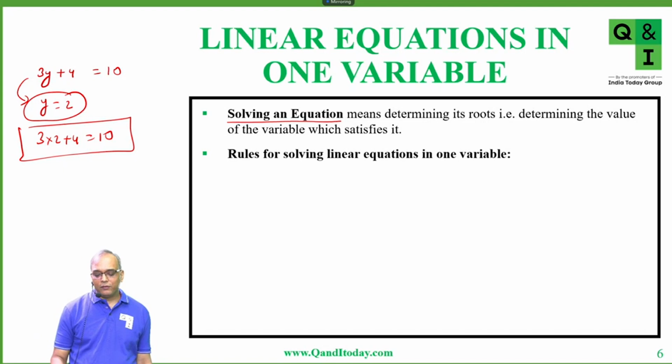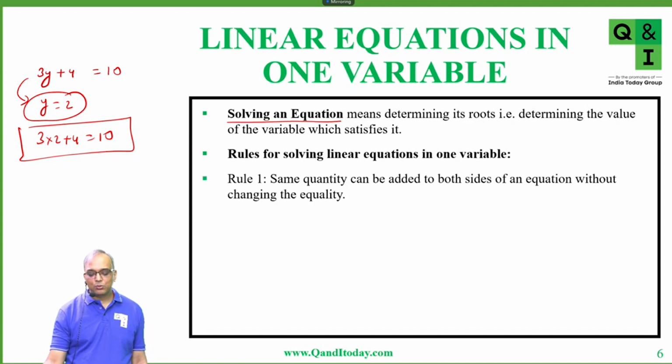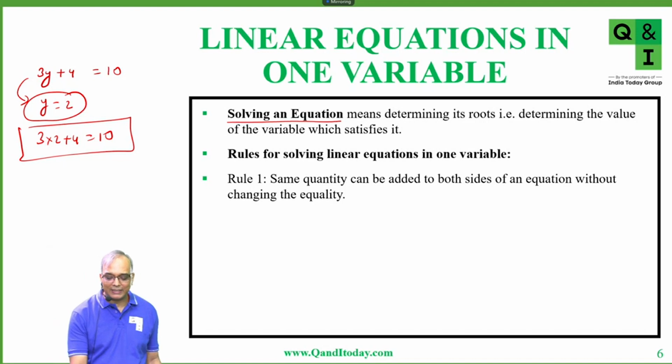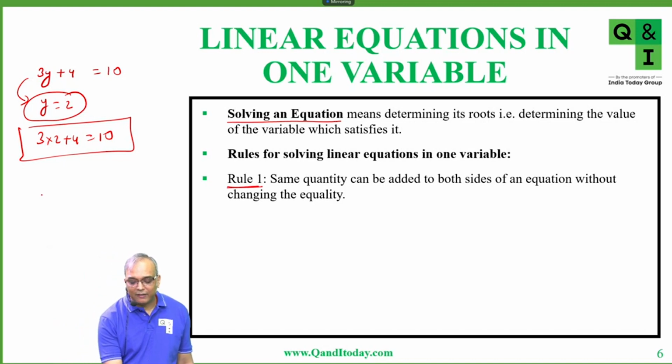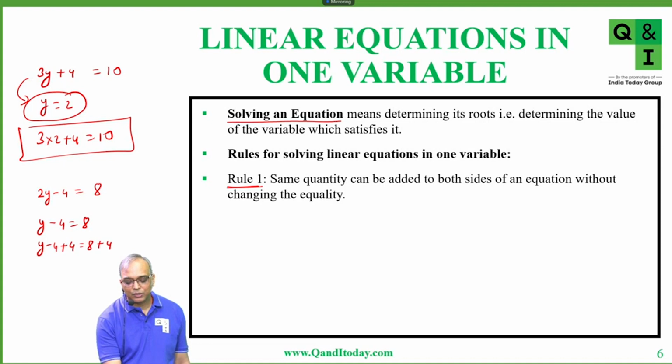So, rules for solving a linear equation in one variable. The first rule says that if the same quantity is added to both sides of an equation, the equation remains unchanged. So the same quantity can be added to both sides of an equation without changing the equality, right? For example, let's say we have y minus 4 is equal to 8. If we add 4 on both sides, we'll have y minus 4 plus 4 is 8 plus 4. So this gets cancelled, and this will give you y is equal to 12.